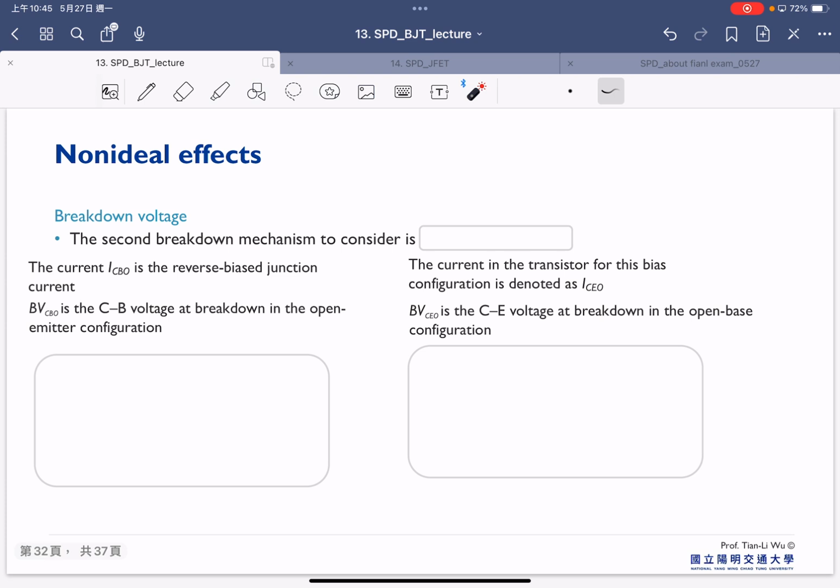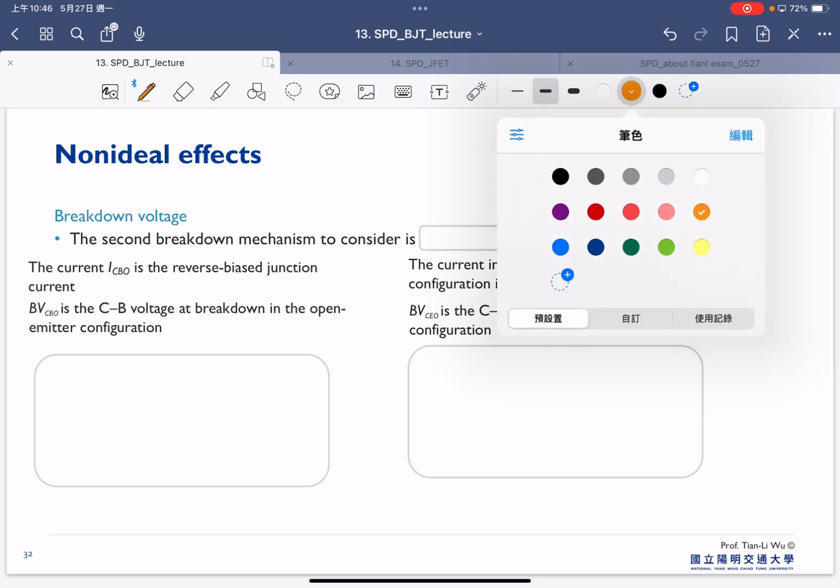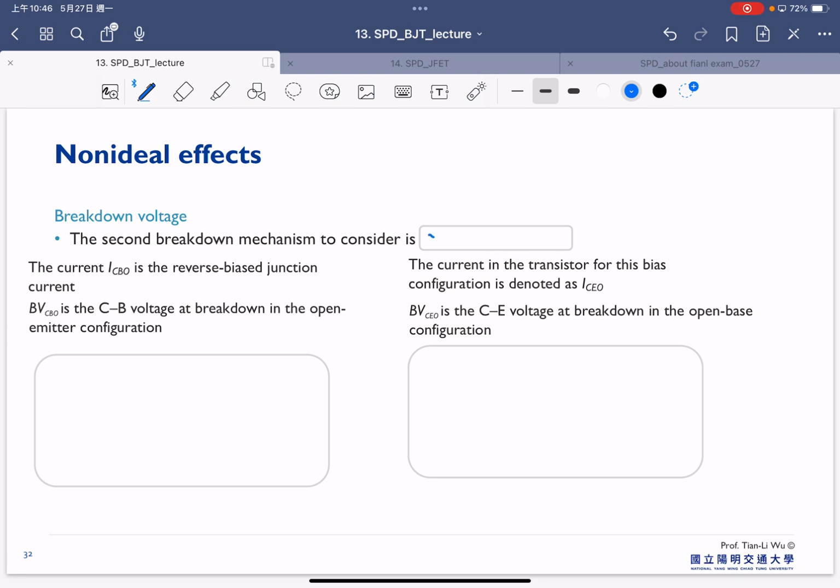Okay, so another non-ideal effect for the bipolar transistor is that we still have to consider the chance of avalanche breakdown. We have been talking about the avalanche breakdown many times. The first time was in the PN junction, and the second time was the MOSFET. Since the BJT is also a combination of two PN junctions, for sure avalanche breakdown can also happen.